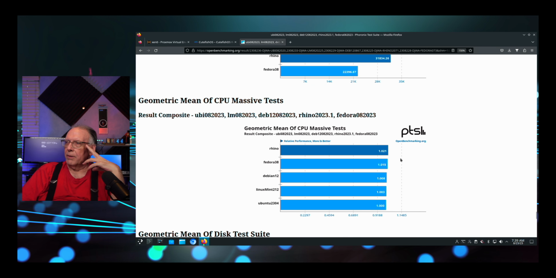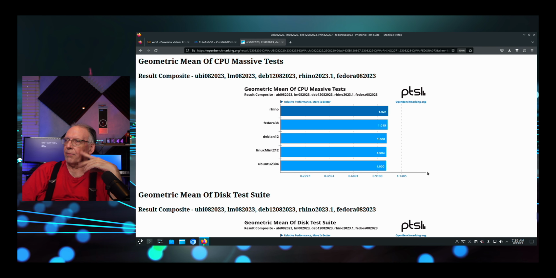This is the CPU massive test. These are the benchmarks that actually measure performance of the CPU under load. They're all pretty identical. There's very little difference between them. This is relative performance. The one it picked, the 1.0, was Ubuntu, and then it measured a 2% faster CPU test on Rhino. So it's not a lot, right?